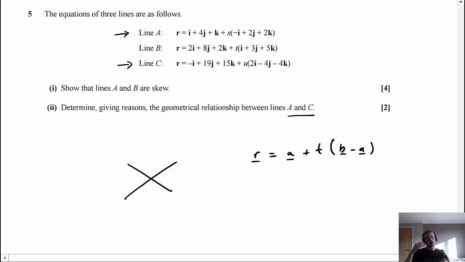And if they're neither of those two, so they're not parallel and they don't intersect, they must be skew, which literally means they look like that, so they never meet. Okay, so determine, giving reasons, the geometric relationship between lines A and C.